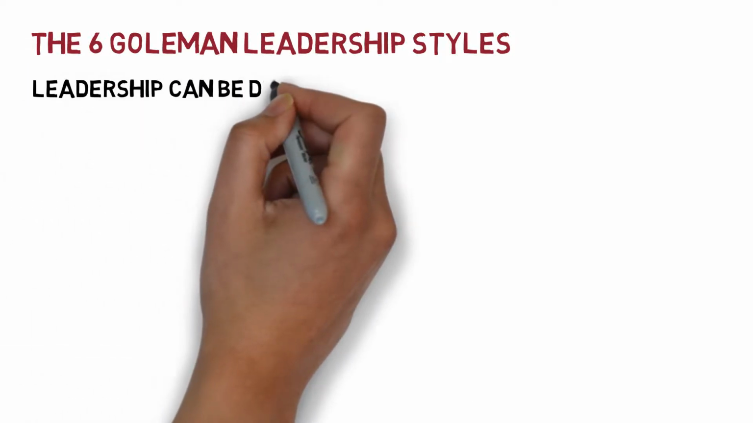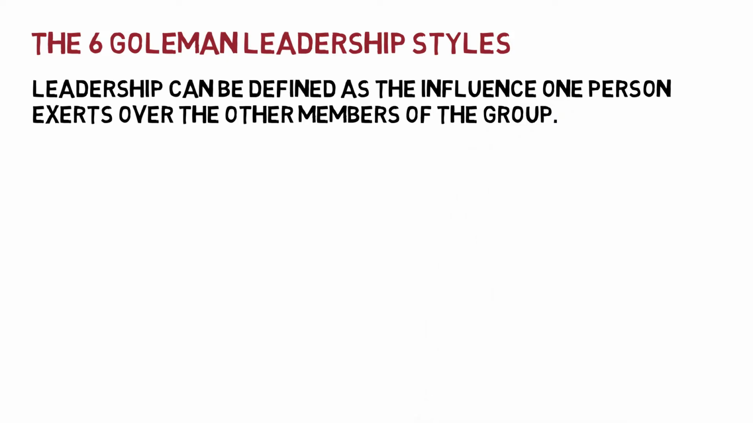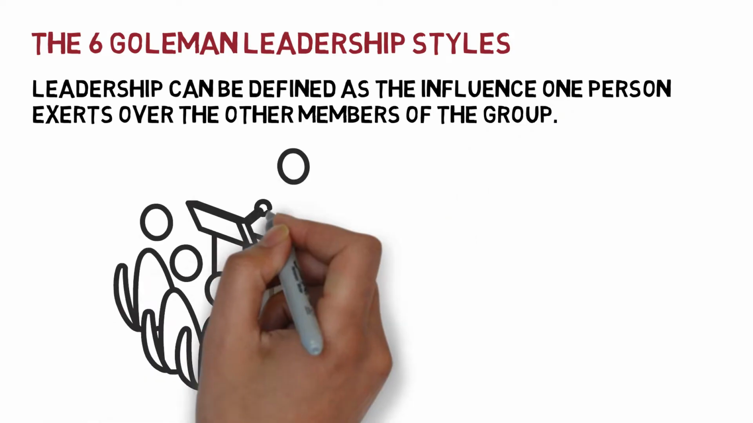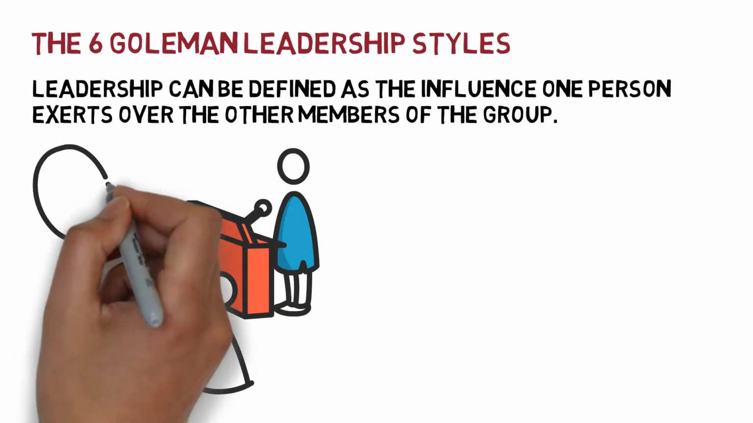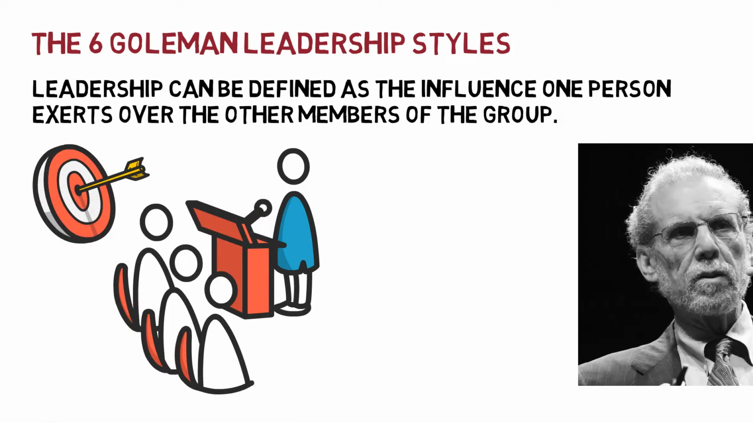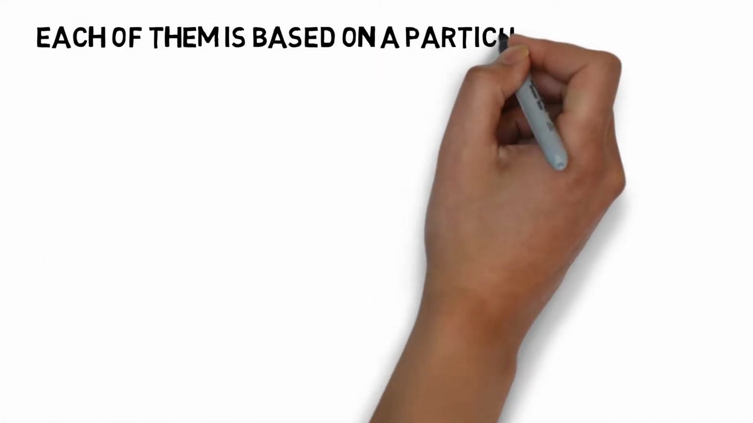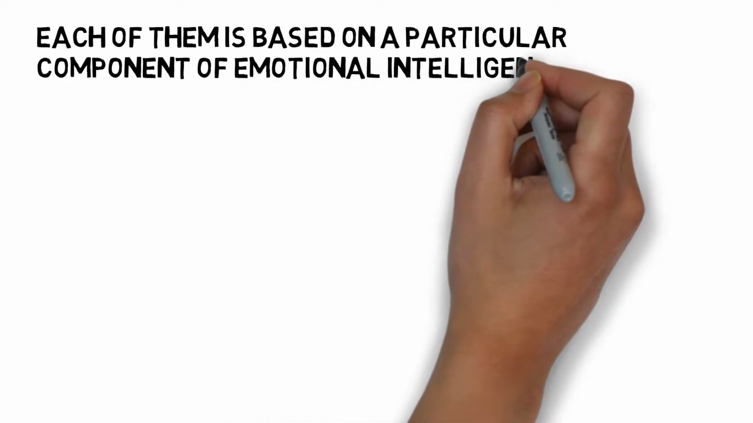Leadership can be defined as the influence one person exerts over the other members of the group. This level of influence will be significant enough for people to achieve the company's objectives or goals. This video explains the 6 leadership styles identified by psychologist Daniel Goleman and when to use each one. Each of them is based on a particular component of emotional intelligence.